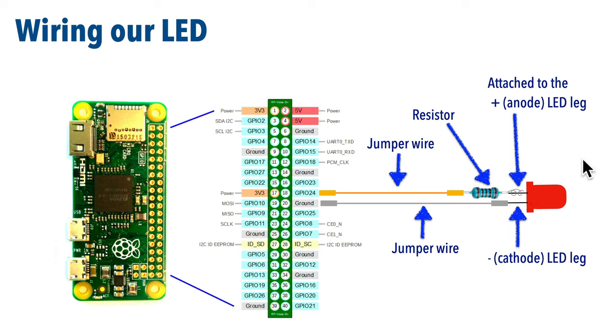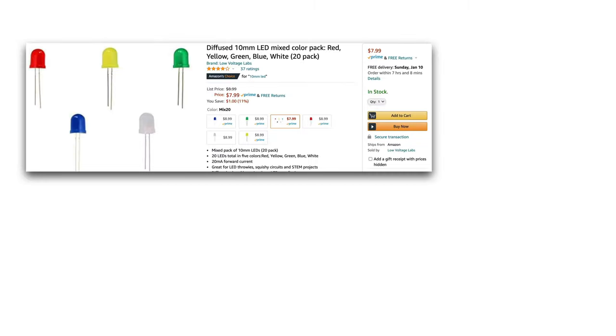By winding these two pieces together, this is a no-solder build, but if you have a soldering iron and you're comfortable soldering, have at it. Now the negative leg of the LED, also known as the cathode, and that's almost always the shorter leg, is going to plug into the ground jumper wire, which is going to plug into the ground pin on our Pi board.